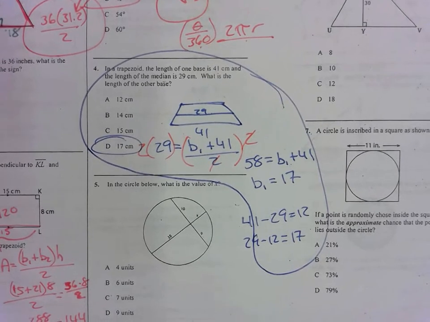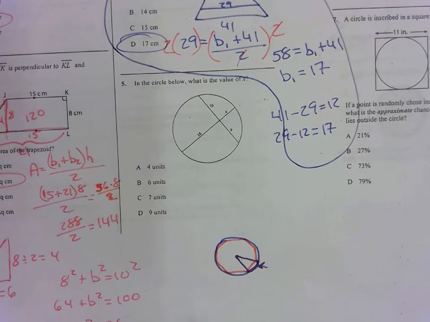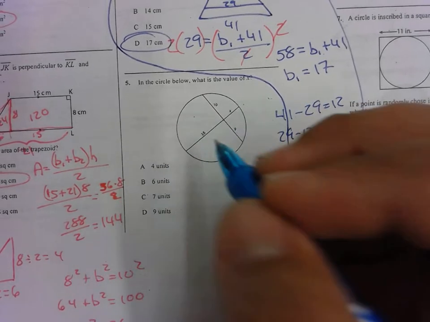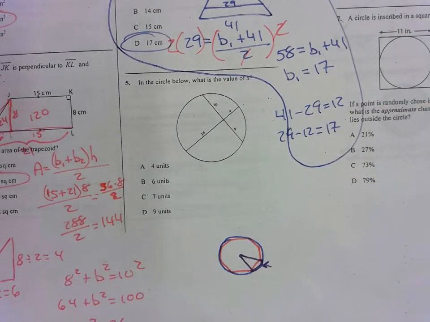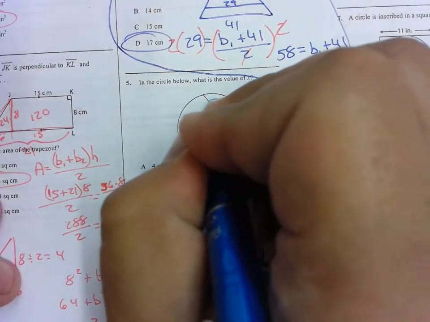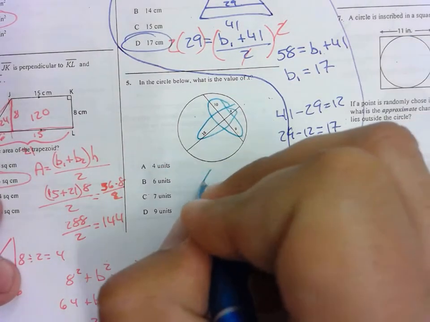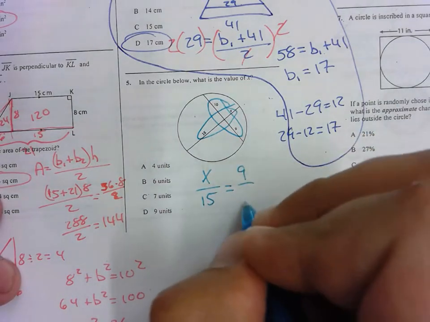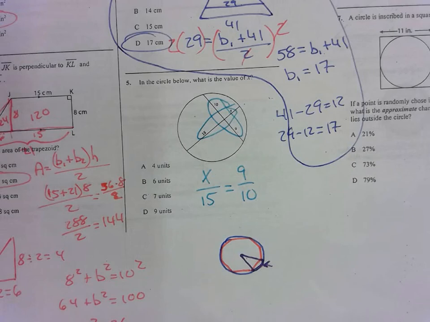All right, number 5. These are chords. They've been intersected proportionally, where this is a fraction, that is a fraction, so x over 15 equals 9 over 10. So if 2 chords intersect in a circle, they cut each other proportionally.